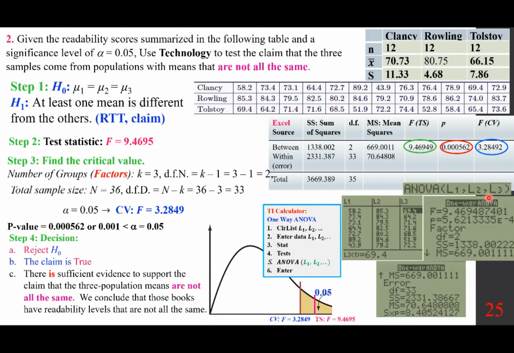After we run them all, take a look at these values. So this is the same test statistic we found. Look at this one. This is the p-value, and by the way, 5.6213335 e minus 4, that means times 10 to the power of -4, the same as this one.